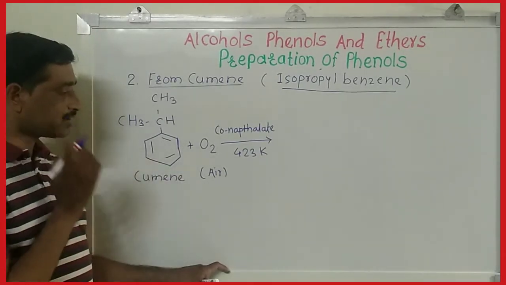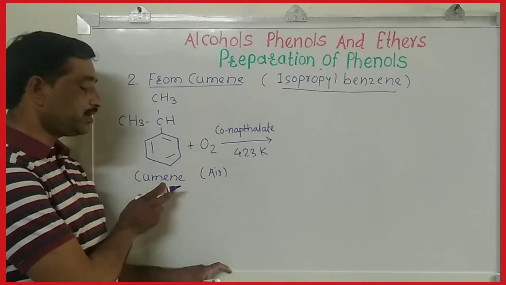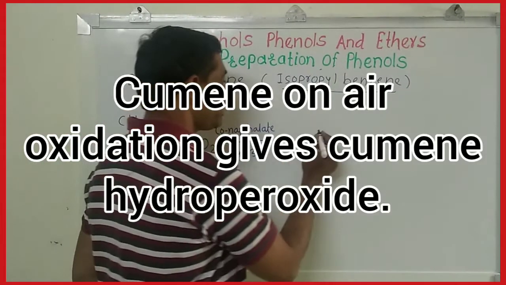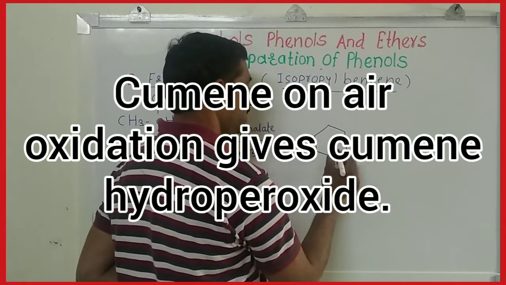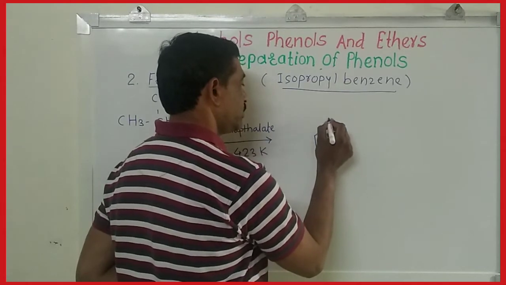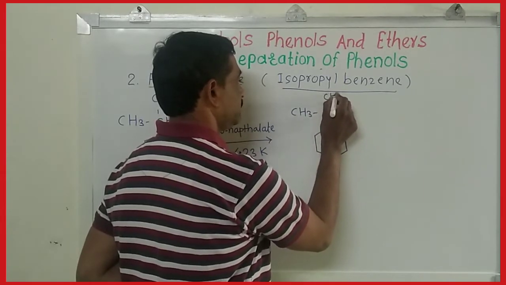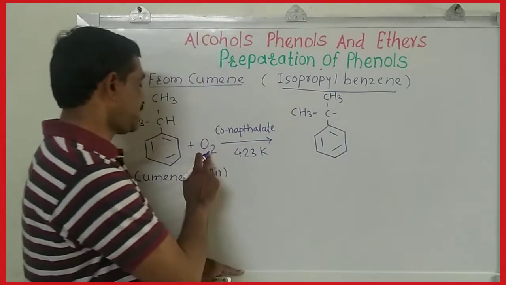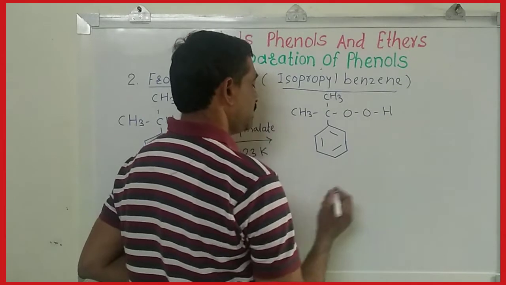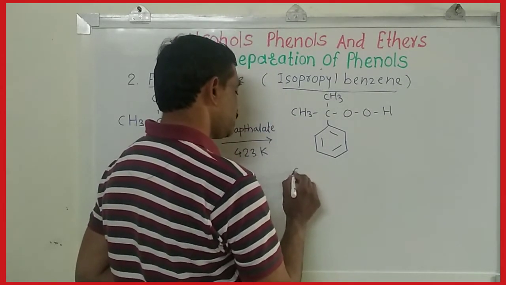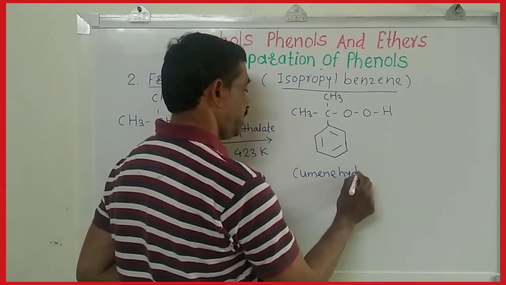When this cumene is oxidized with air, oxygen from air combines with the cumene and forms an intermediate compound, the addition compound of oxygen and cumene. These oxygen atoms are added to the carbon atom like this, and we get the compound that is cumene hydroperoxide.